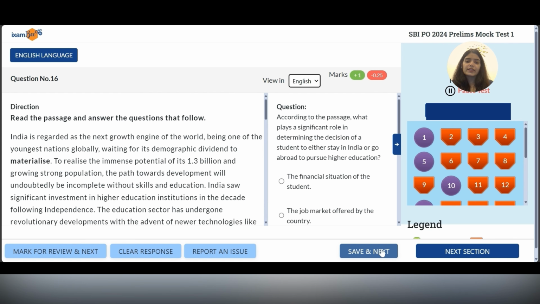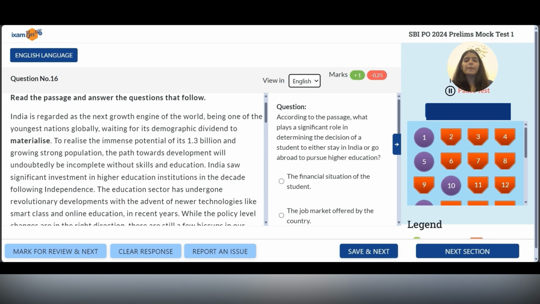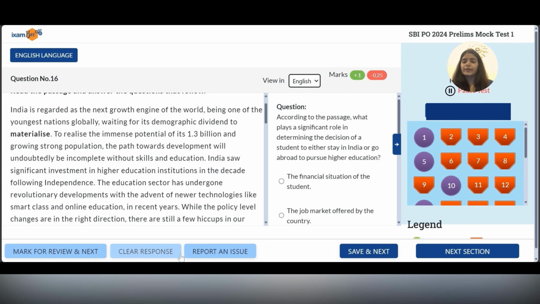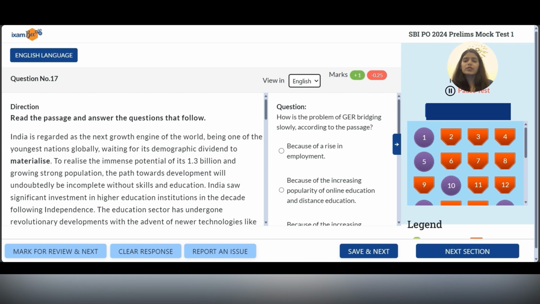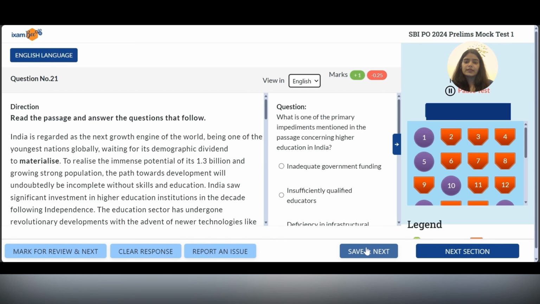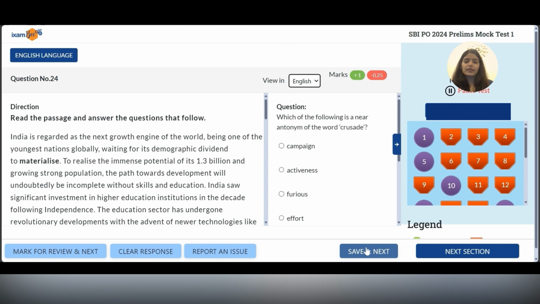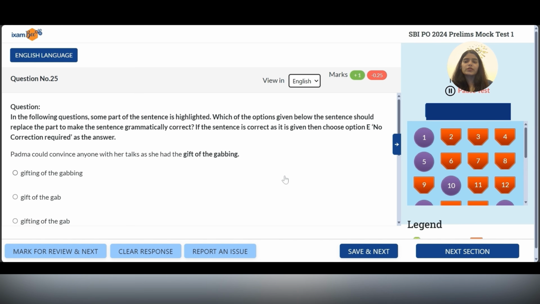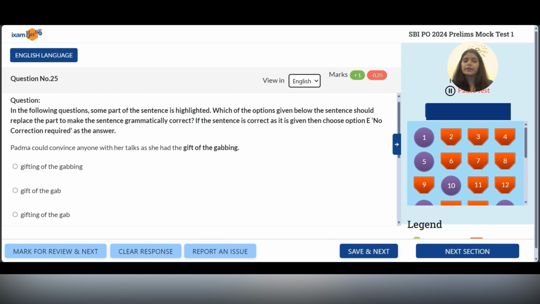And it is again a series of questions. This is a comprehension question. So, comprehension questions usually are 5 or 6 together. So, we'll just mark it for review. Next. And so you see it, now we are on the 25th question.